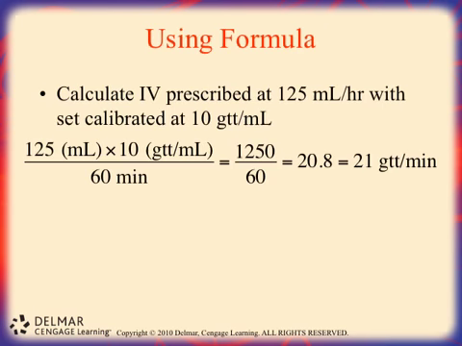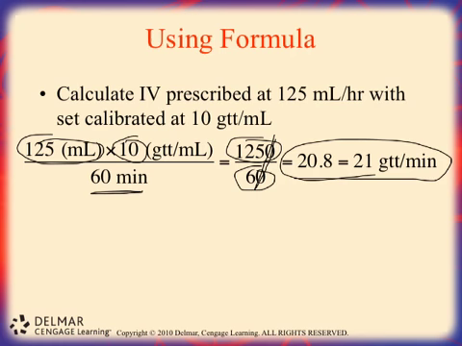So using the same problem that we used last time, let's set it up in the formula method. You've got your volume here, you've got your drop factor here, and you've got the time to infuse it here. 125 times 10 is 1250 over 60. You can calculate that out. You could actually cancel your zeros. You end up with 125 divided by 6, and you come up with the same answer that we did when we used dimensional analysis.